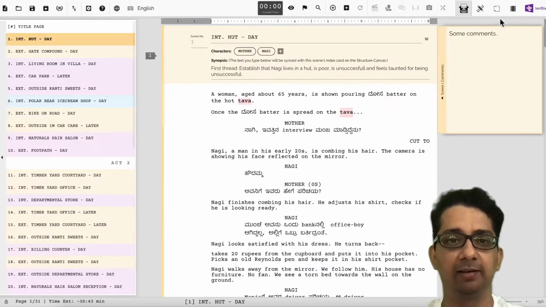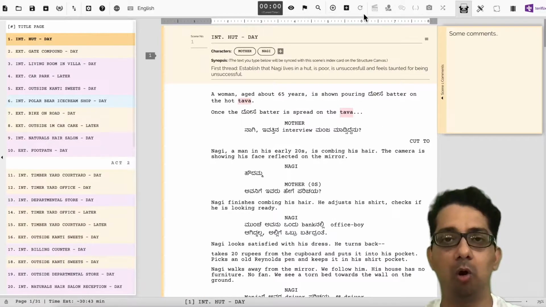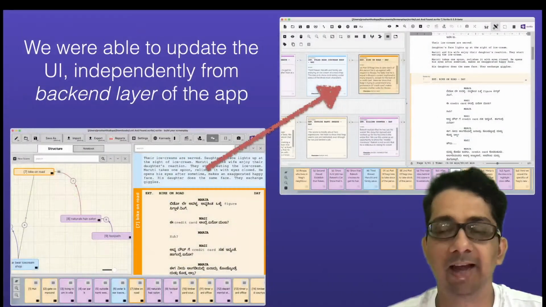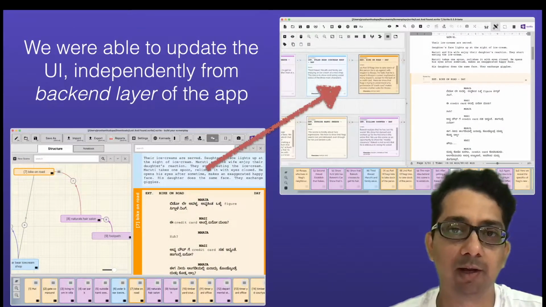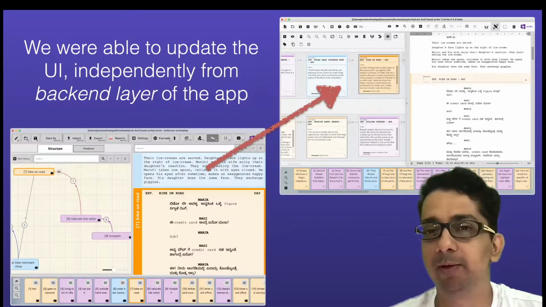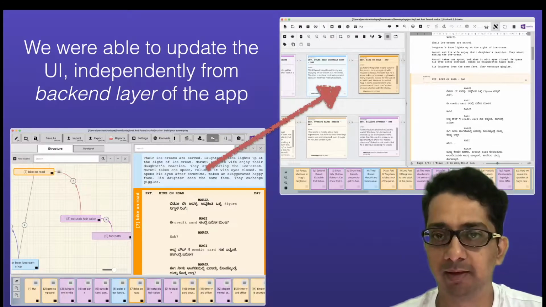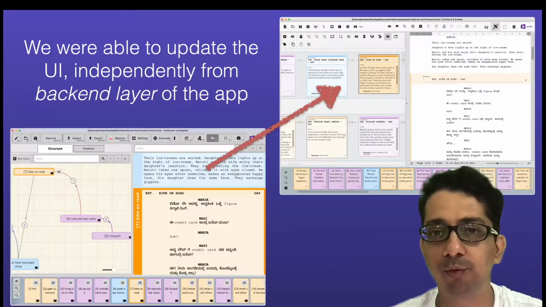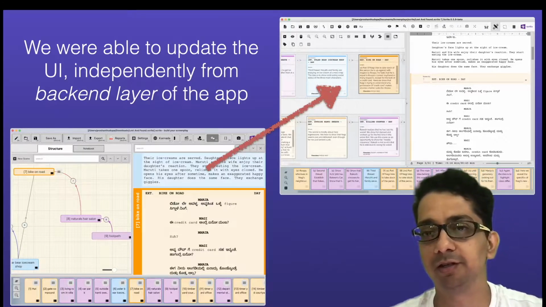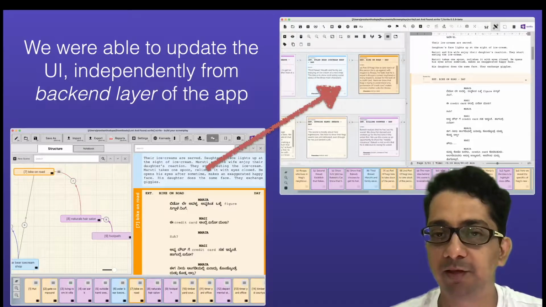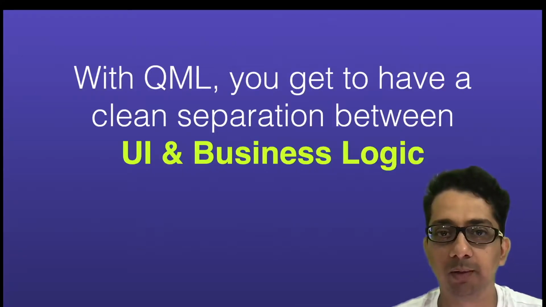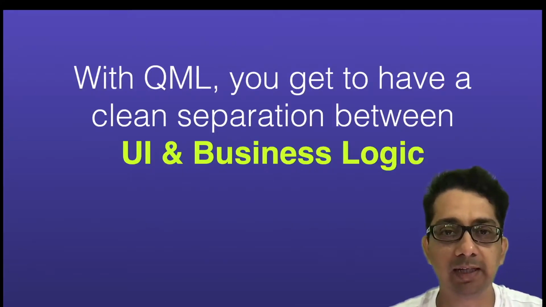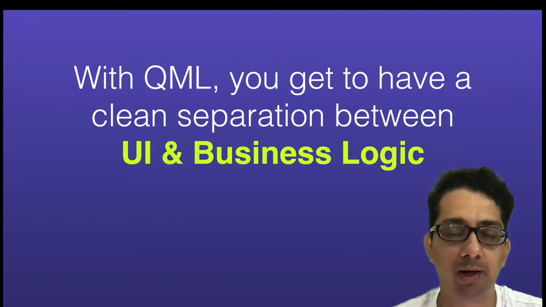In effect, we are able to carry forward all business logic. And that brings me to the second point I want to make in my presentation today. In the Scrite project, we were able to update the UI independently from the backend layers of the app. This allowed us to create new features in the backend layer and improve the presentation of these features in the UI effectively.